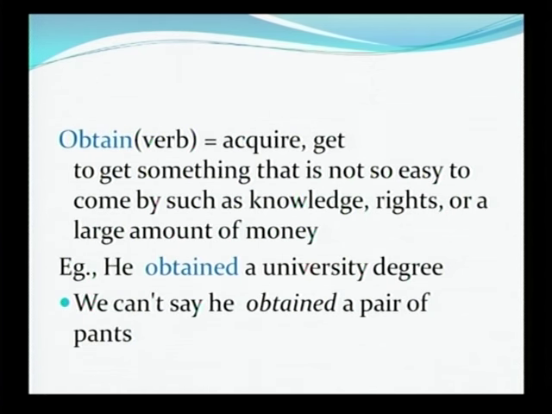The second one is obtain, to acquire, to get something that is not so easy. You have to work hard to get that one. In such a situation you have to use obtain. He obtained a university degree. We can't say he obtained a pair of pants. You have to say I got, or acquired, a pair of pants. You cannot say he obtained a pair of pants. Obtain is usually used for a degree, something like that. Okay.